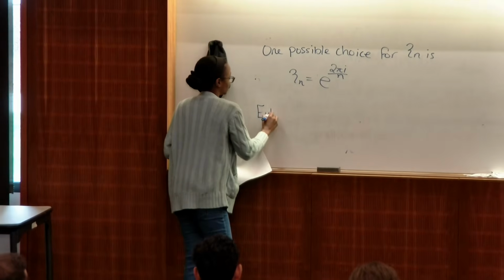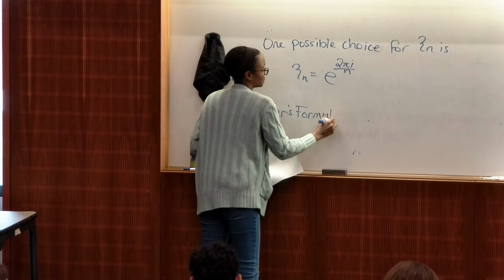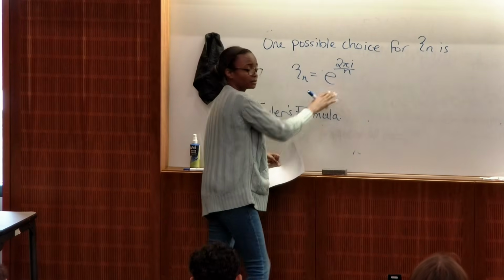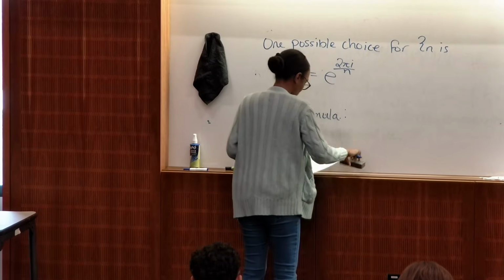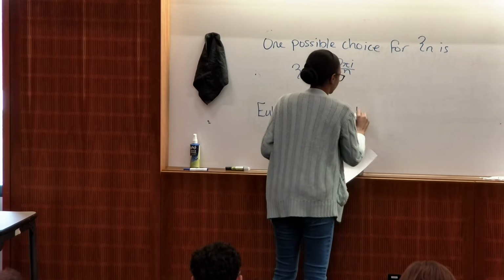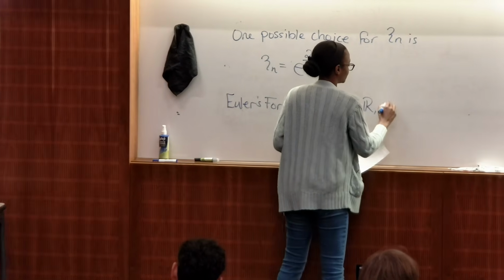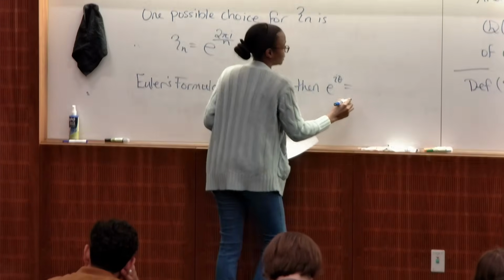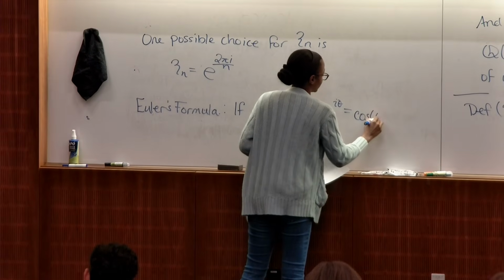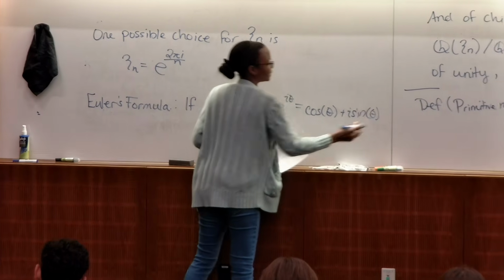And because it's helpful, especially if you have not seen something that looks like this, I'm just going to tell you Euler's formula and encourage you to use it when it's helpful. Euler's formula says if I have any real number theta, bless you, then e to the i theta is equal to cosine of theta plus i sine of theta.